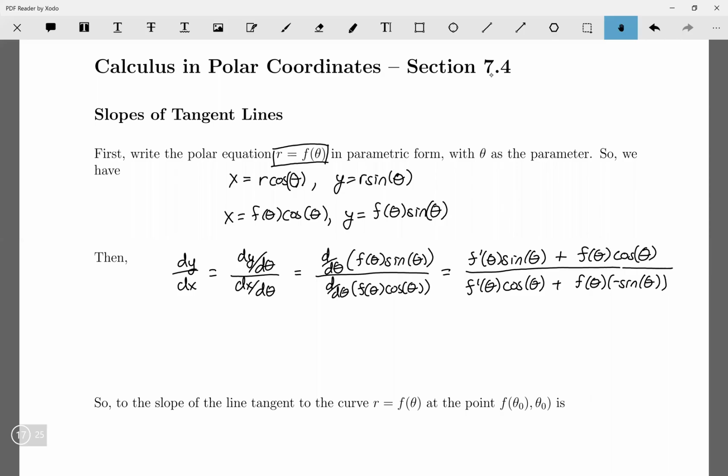All right, so unfortunately I'm starting this in progress because I forgot to record it. We're doing calculus and polar coordinates right now. We're gonna just look at introductory slopes of tangent lines.